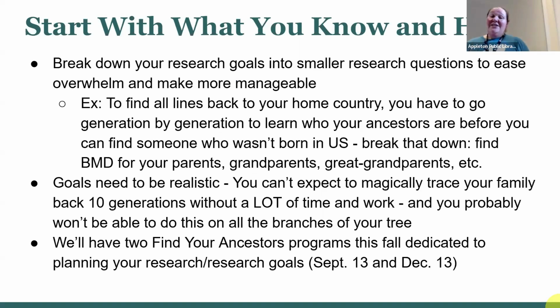But what's really great about goals is you should break them down into smaller chunks because it makes it a little bit easier to manage and not so overwhelming. Because hey, to find all lines back to your home country, you have to go generation by generation to learn who your ancestors were before you can find somebody who wasn't born in the United States, unless you already know, oh, it was my great-grandpa. I'm pretty sure he came from Italy. Well, now you know, and you can still work your way back and find that out. But break that down by, hey, I need to find all the birth, marriage, and death information for my parents first, then my grandparents, and then my great-grandparents before I can get to that immigrant ancestor.